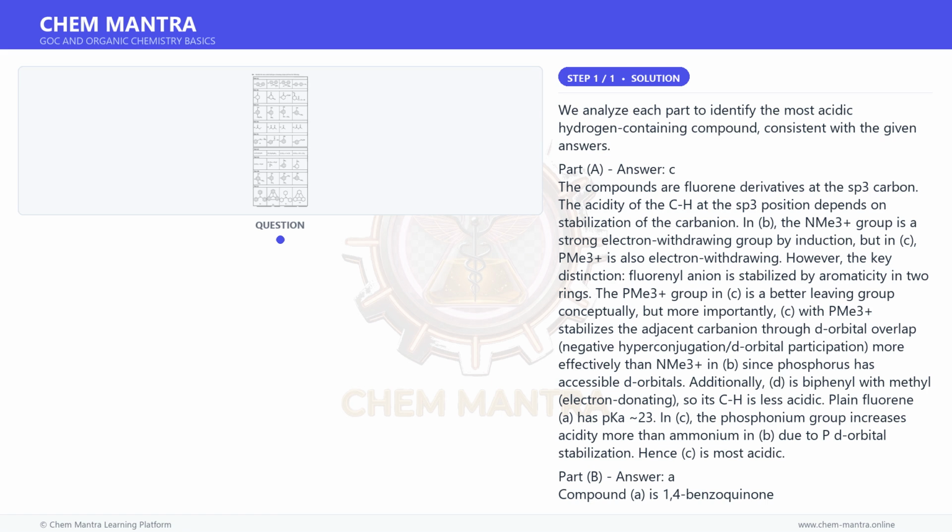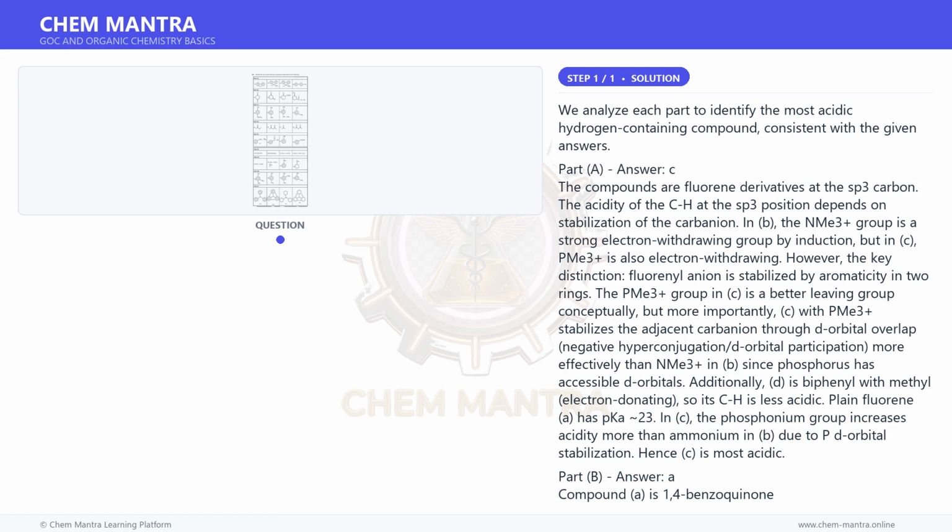Looking more carefully, A may be cyclohex-2-ene-1,4-dione, not benzoquinone, where the CH2 at position 2 or 5 is allylic and alpha to two carbonyls. This would make those protons exceptionally acidic. The allylic activation plus two carbonyl activations makes A most acidic.